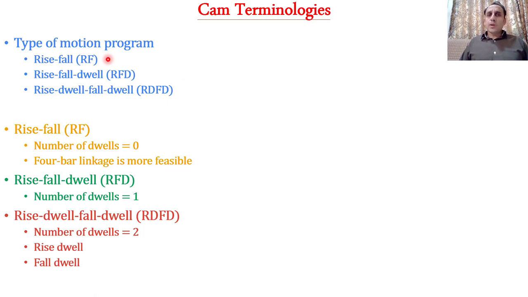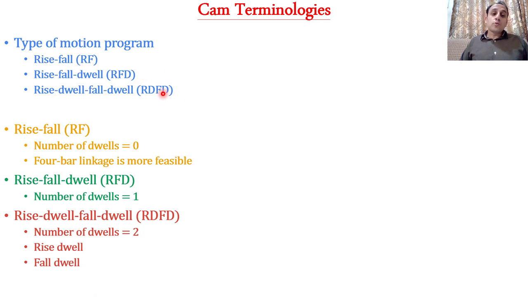We have, let's say, 180 degrees. For 180 degrees of rotation of the cam, the follower is rising. Whereas for the rest of the 180 degrees of rotation of the cam, what is happening? The follower is falling down. So there is no dwell. It means the follower will be in continuous motion. Generally, when we have this kind of motion requirement, we do not use the cam follower mechanism. When we have no dwell, linkages are more feasible, more suitable as compared to the cam follower mechanism.